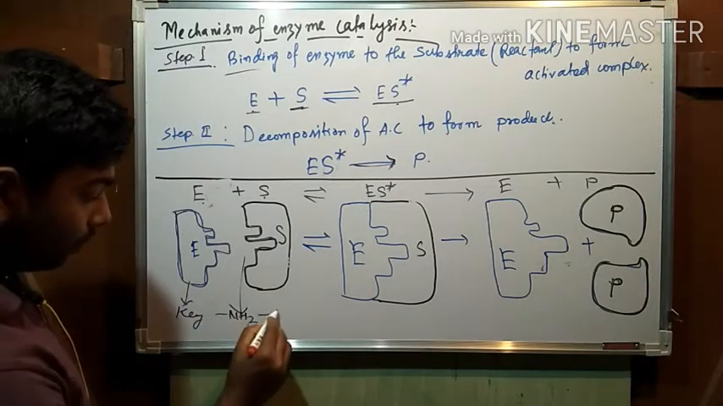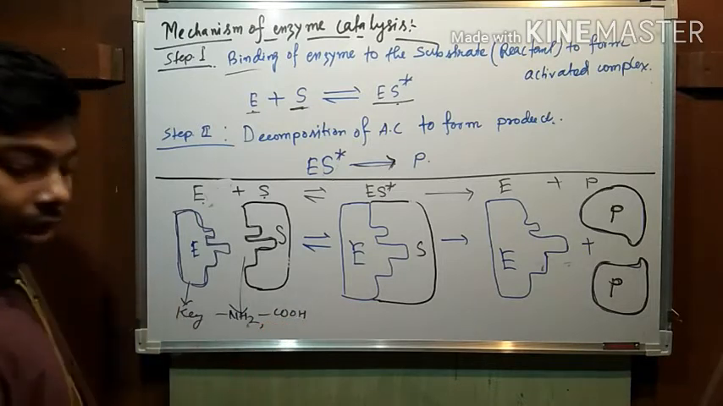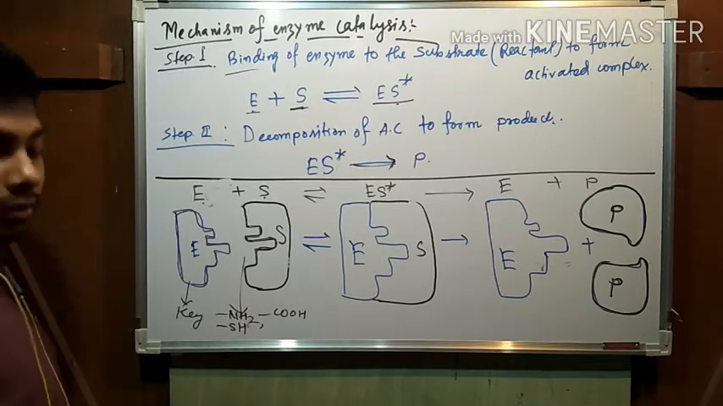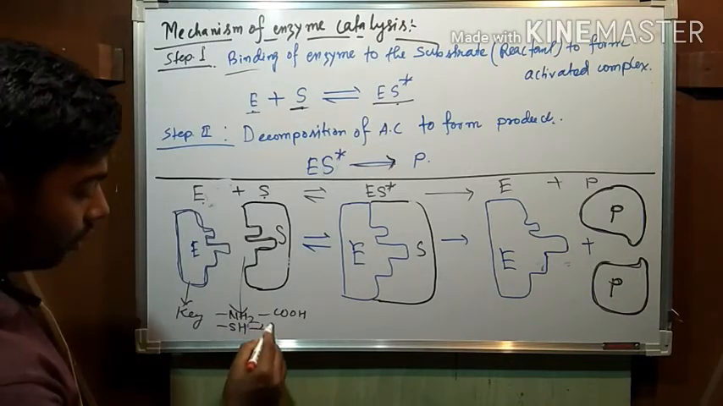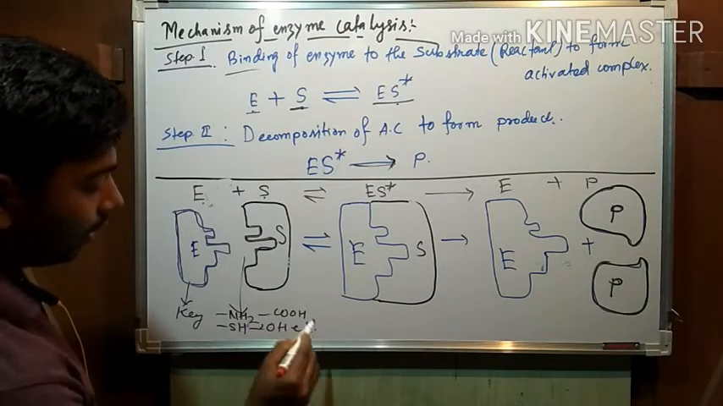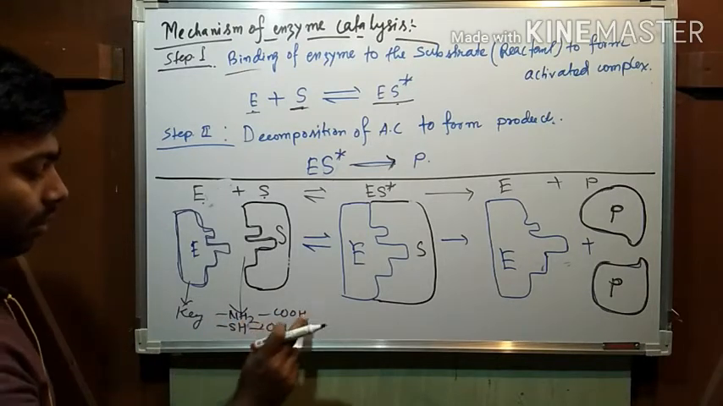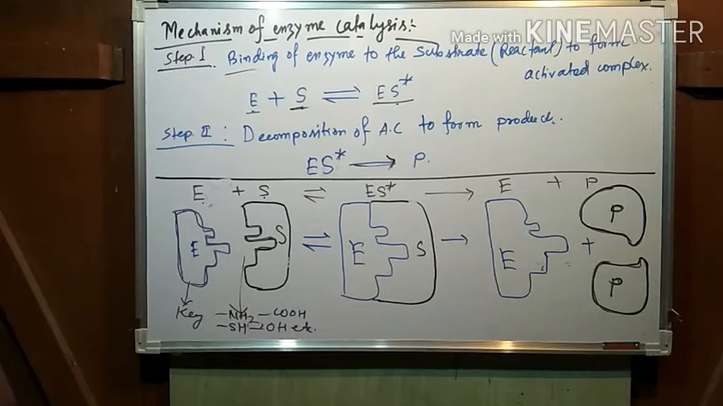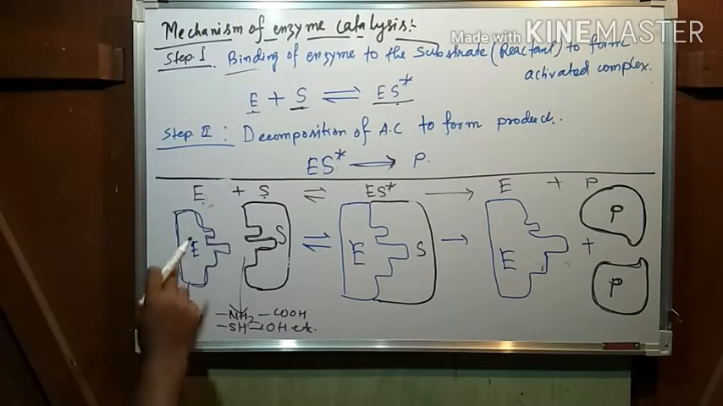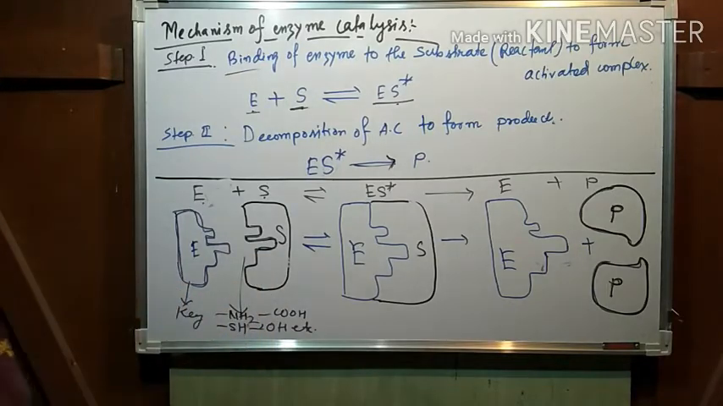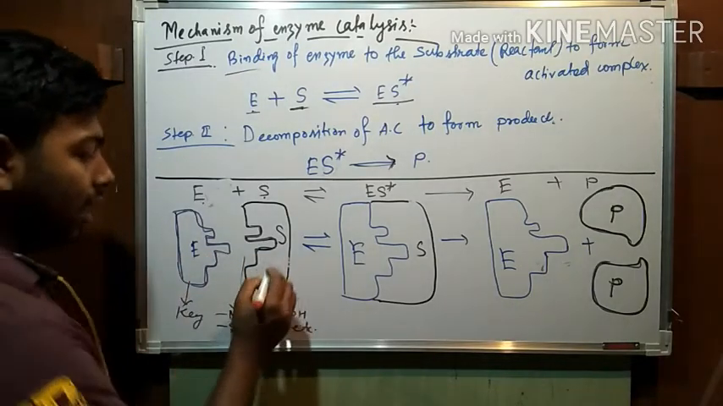ammonia, carboxylic acid, hydrogen sulfide, or OH, etc. Okay. Why these nitrogen compounds, carbon compounds, sulfur compounds, oxygen compounds? The enzyme binds to the substrate. Substrate means reactant, and this is known as the what?